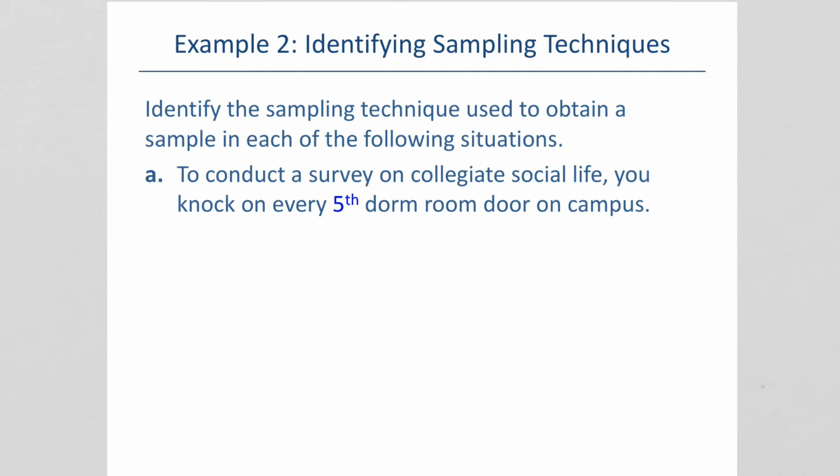To conduct a survey on collegiate social life, you knock on every fourth dorm room on a campus. And we're supposed to be identifying the sampling techniques. So since we're knocking on every fourth dorm room, then this is systematic.